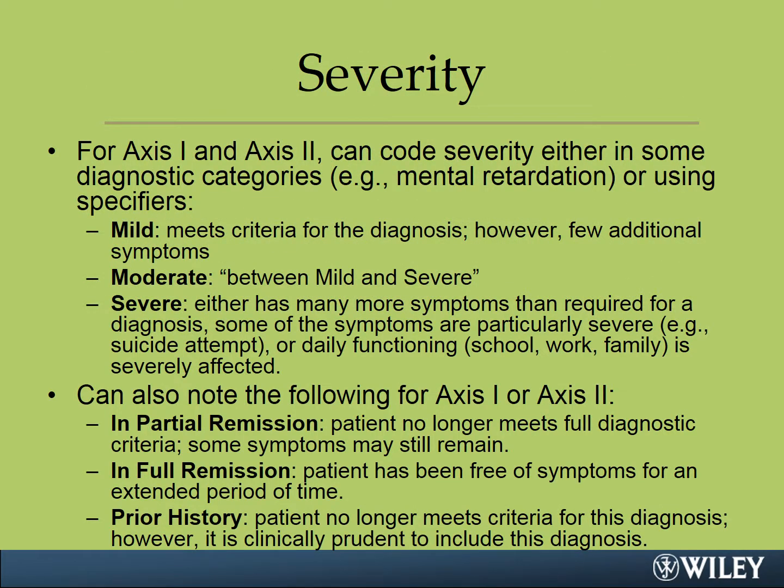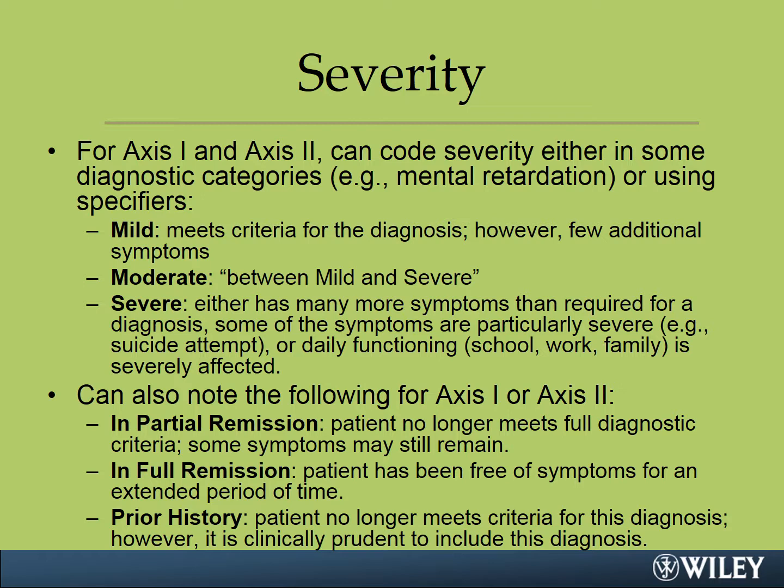Severity. For Axis 1 and Axis 2, you can code severity either in some diagnostic categories, for example mental retardation, or using specifiers. Mild: meets criteria for the diagnosis, however, with few additional symptoms. Moderate: between mild and severe. Severe: either has many more symptoms than required for a diagnosis, some of the symptoms are particularly severe, for example a suicide attempt, or daily functioning, school, work, family, is severely affected.